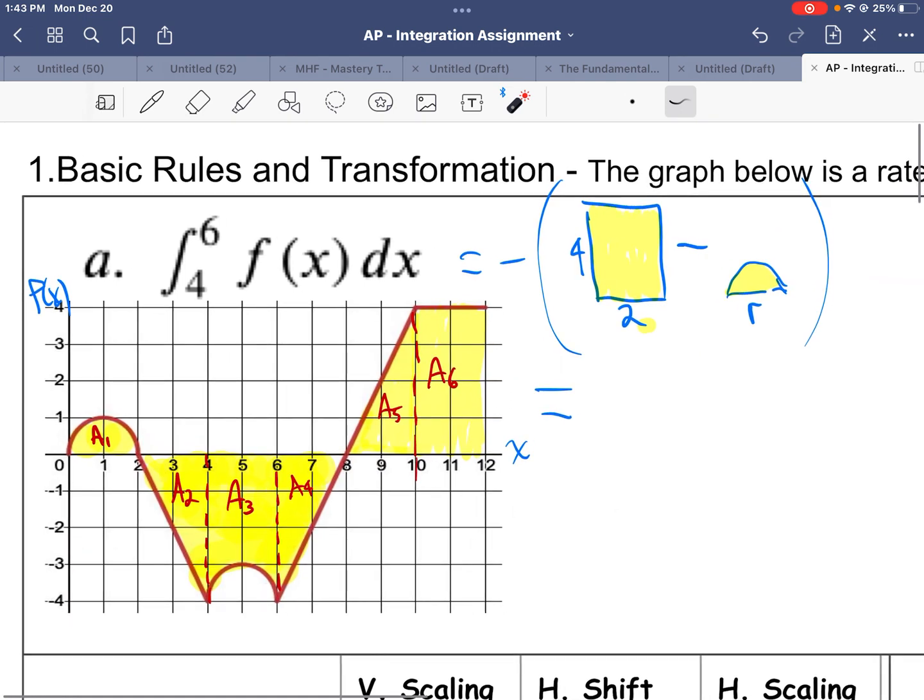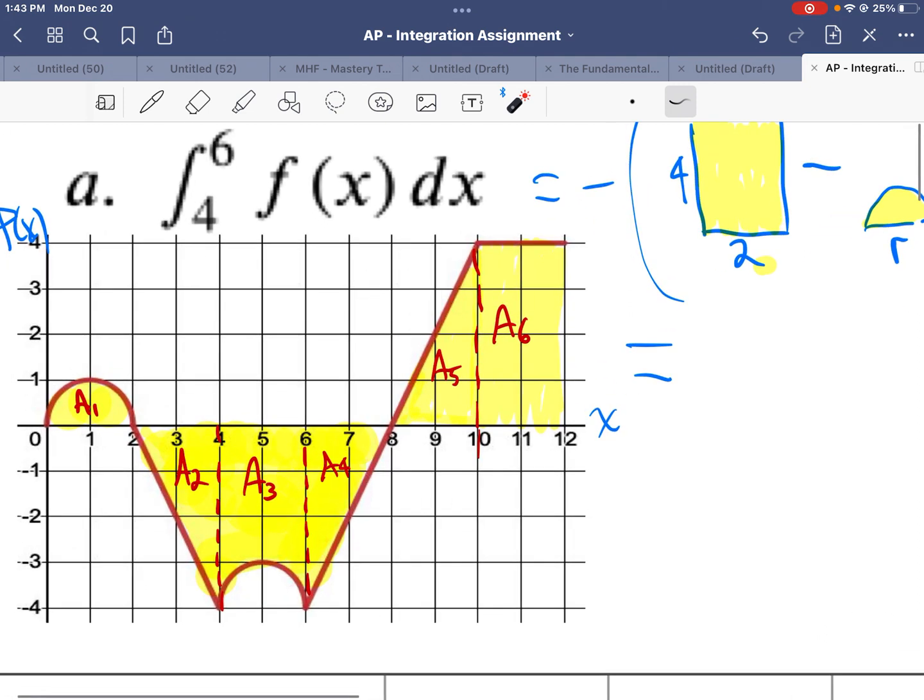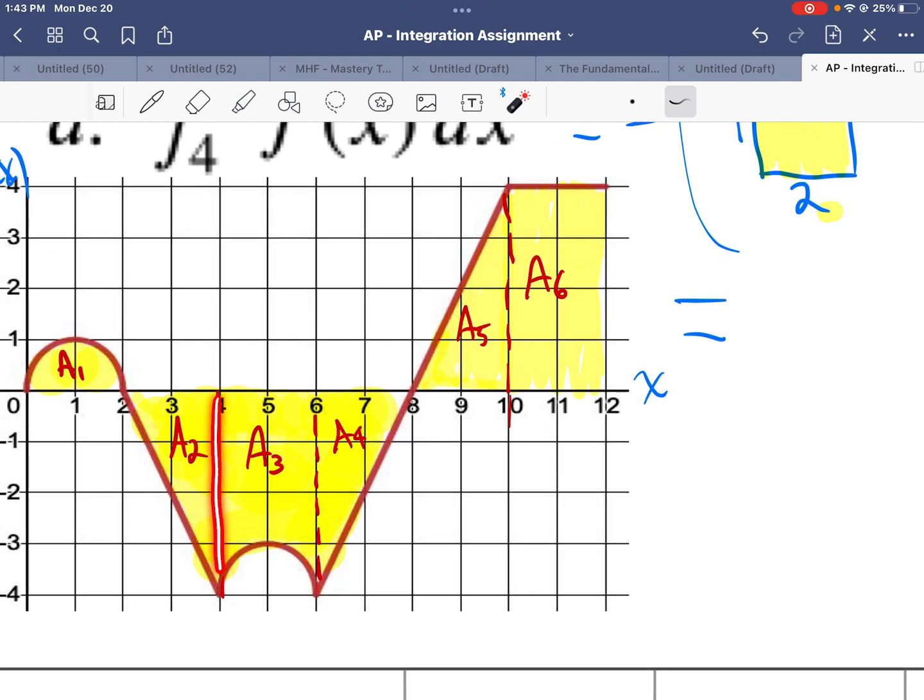Okay, so this says find the area of this function f of x from x equals 4 to x equals 6. Now the first thing I should notice about this is that the area is below the x-axis. Therefore, it's going to be negative. So this A3, which goes from 4 to 6, is this area here. The way that I'm going to do it is I'm going to treat it as a whole rectangle, like that, and then I'm going to remove this semicircle. Okay, so let's go ahead and do that.